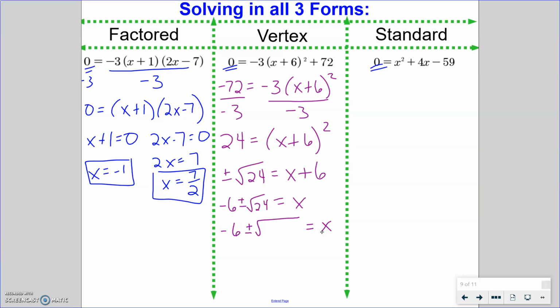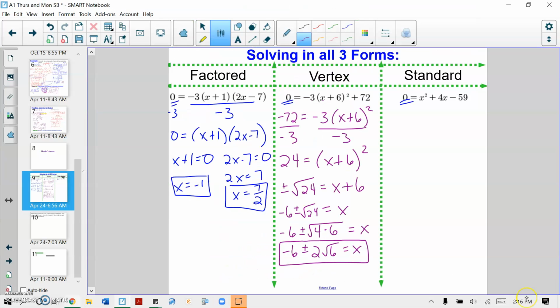So here's the deal, you guys. I know that 24 divides by 4, and I know that's a perfect square, but I want to check. It doesn't divide by 9 or by 16. So yeah, I'm going to go with 4. So 4 times 6 is the same thing as 24. The square root of 4 is 2. I don't know what the square root of 6 is. And then I just leave my answer just like that.